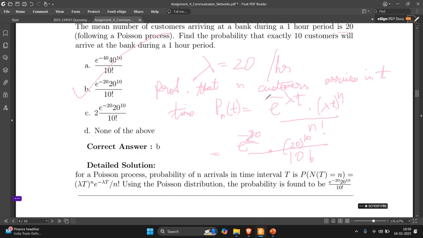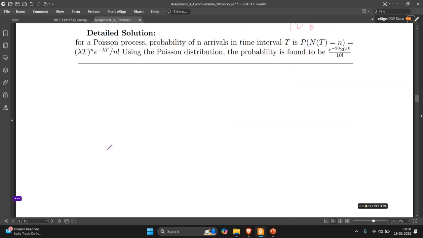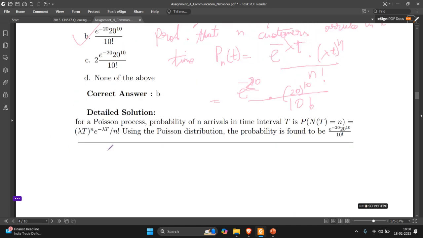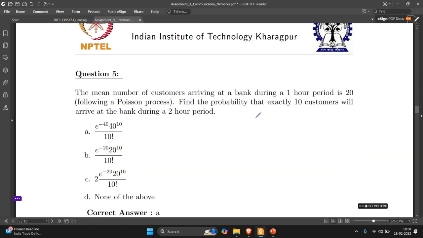So here e to the power minus lambda t, where lambda will be the average, so 20, and n will be the number of packets that will arrive in the particular time t. Now, the same lambda is in this question also. This is a continued question. Here, the mean number of customers arriving at a bank during a 1 hour period is 20. So lambda is equal to 20.